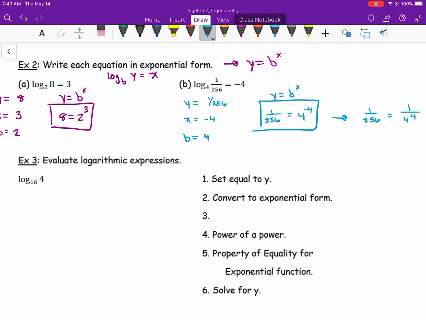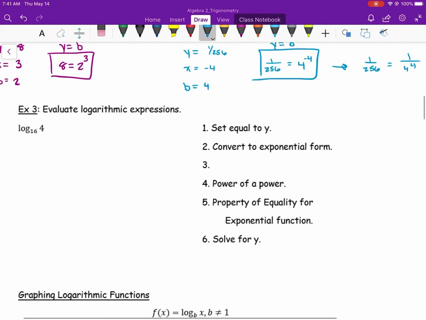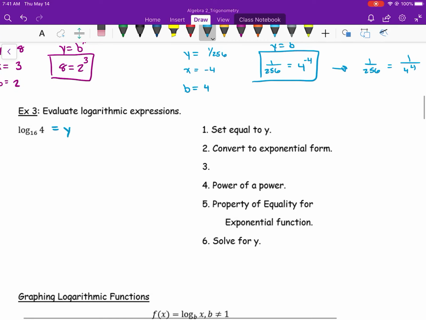So, they're equivalent statements. Alright, so we are going to solve or evaluate this logarithm without a calculator. But you should have a calculator. You can Google it. You can use your photo math that I know you all love using. Alright, so to evaluate it, we're going to set this equal to y. So, boom, equals y. We're going to convert to exponential form.